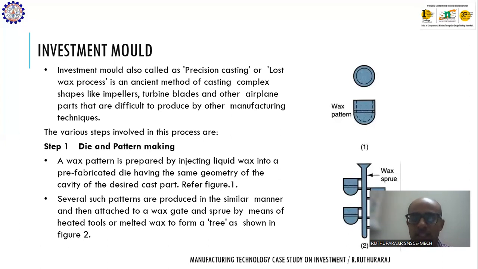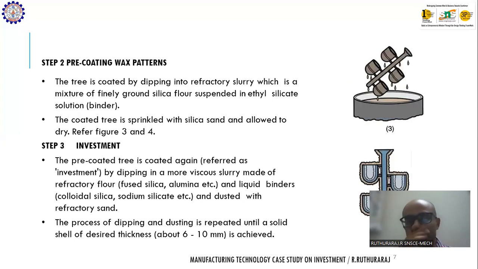Once the wax pattern is made, they will pre-coat the wax with investment slurry. Slurry means a mixture of solid and liquid. Here the slurry will be made of sand. Fine grain sand will be mixed with water to make a slurry. So slurry is nothing but very fine mud. The wax will be dipped in the mud. Once it is dipped, it will be left to dry. Once it dries, it will be dipped again. So multiple coatings will be done, as you can see in this fourth image.